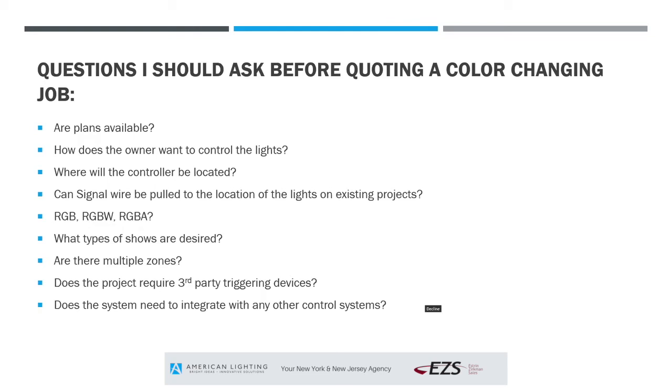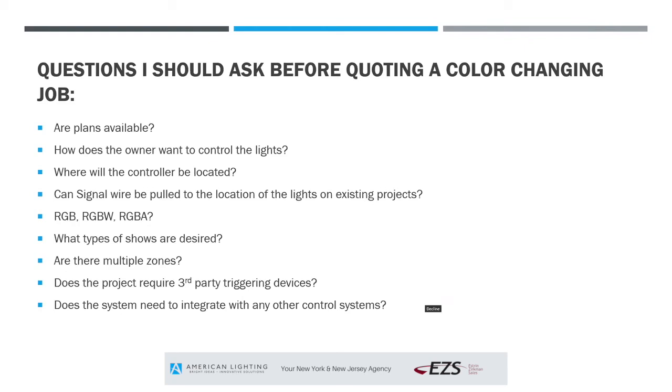Do we require third-party triggering devices? We talked about that. If you do, then you want to have some way of getting that dry contact closure, typically input, to trigger shows. And do we need to integrate with any other control systems? Do we need to integrate with a Lutron system? A lot of times color changing jobs have to work with Lutron. Lutron doesn't have very good offerings necessarily in DMX control systems, so we might have to integrate with Lutron. If Lutron can send me a dry contact closure signal from one of their keypad stations, I can trigger shows.